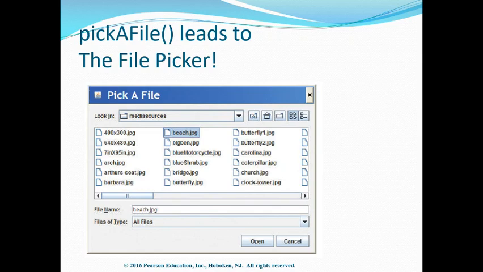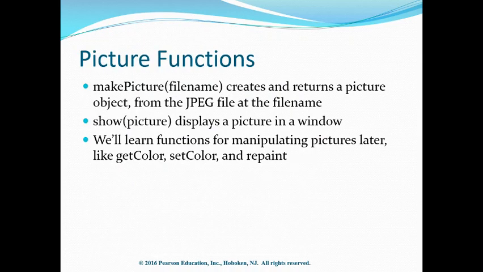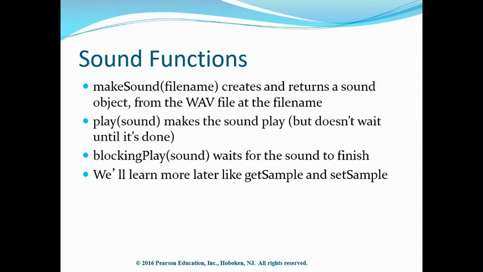So I'm going to go through this, and then we'll do an example. Make picture takes a file name and creates and returns a picture object from the JPEG file at the file path. Show a picture displays a picture in a window. And we'll learn some functions for manipulating pictures later, like get color, set color, and repaint.